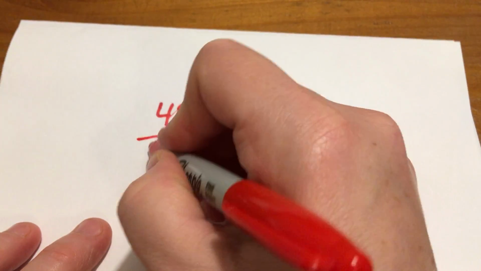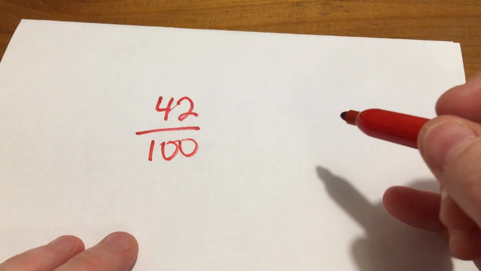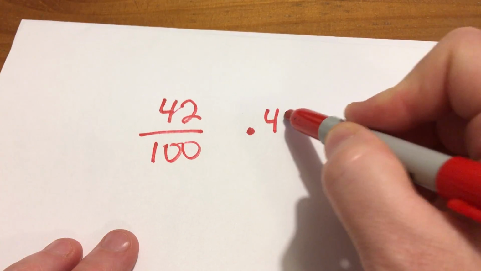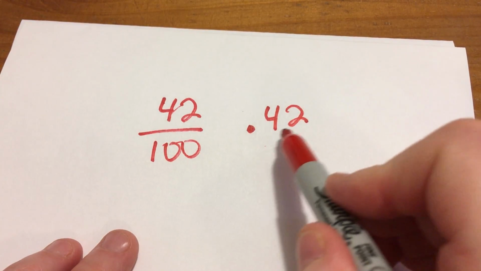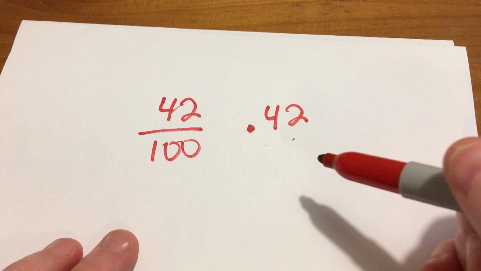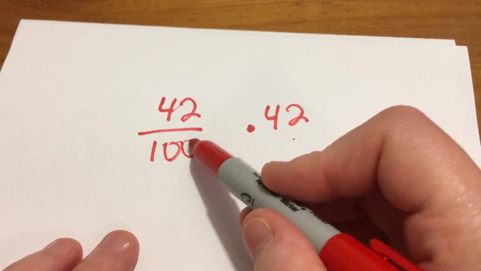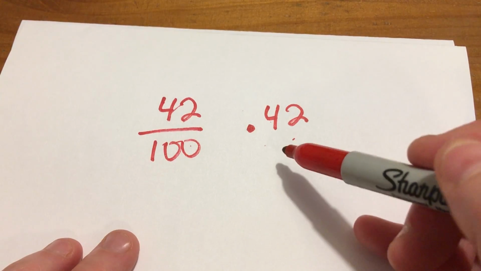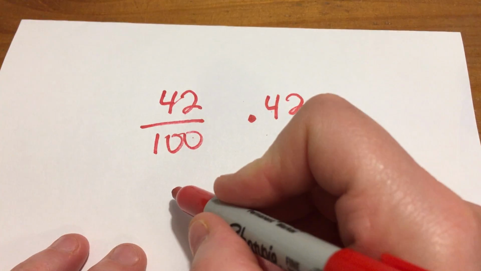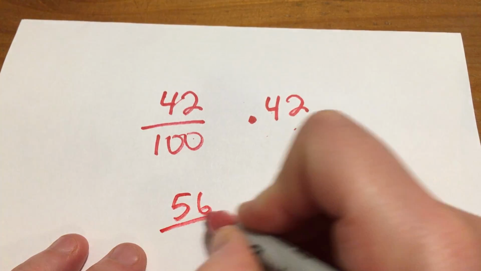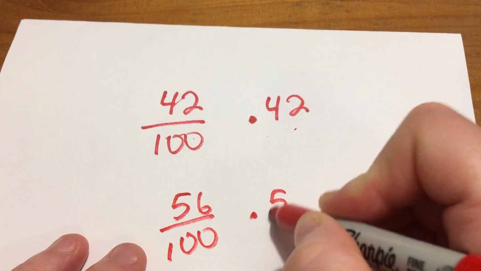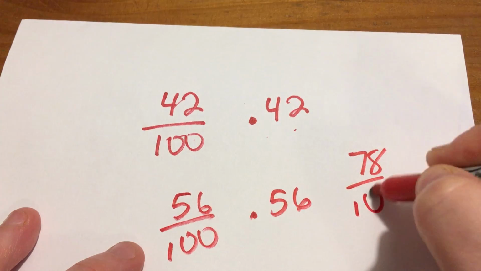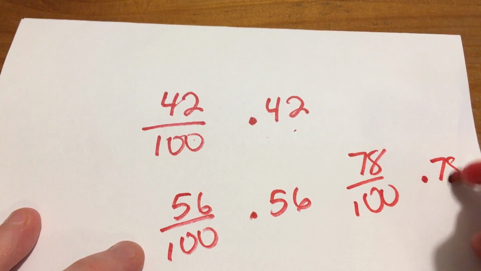Another easy one is if you have a number over 100. So if we have 42 over 100, we simply put that number in the hundredths place. So 0.42 is how you'd start, and then you'd count tenths, hundredths. Sure enough, that's it. Or remember, you can count your zeros. 2 zeros, 2 places, 2 numbers. So this would be 0.42 as a decimal. If we had 56 over 100, it would simply be 0.56. If you had 78 over 100, it would simply be 0.78.